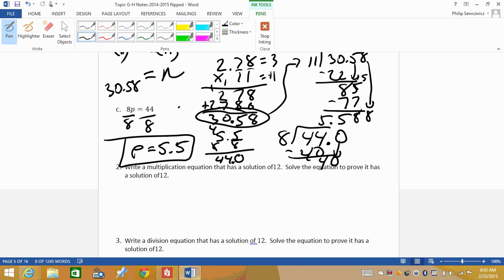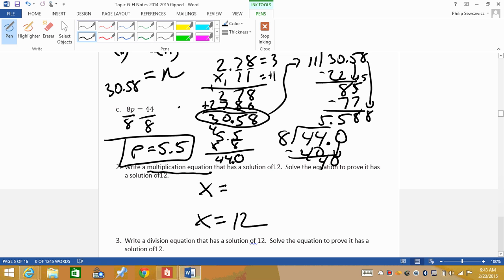Next ones that are down there, they want you to come up with an equation. So it is a multiplication equation, which means you need to use what operation in there? Yeah, you got to use multiplication. All right. And we want the solution to be 12. So I want the answer to be 12. So, geez, what could we do? I need a multiplication equation. So I need a number up against a letter.